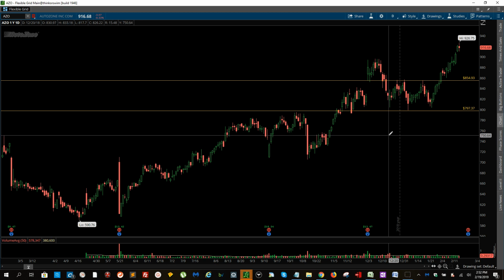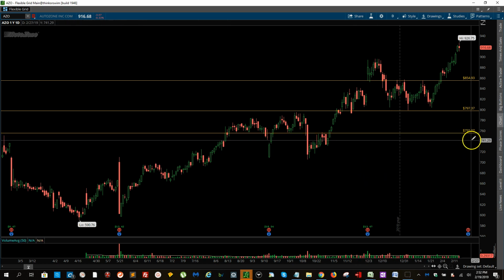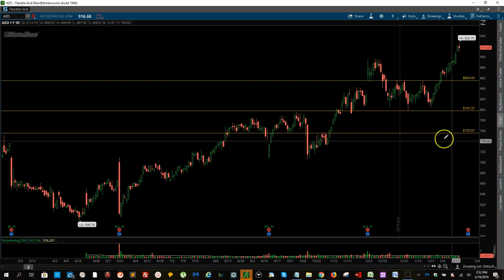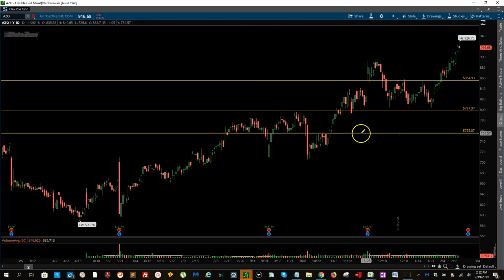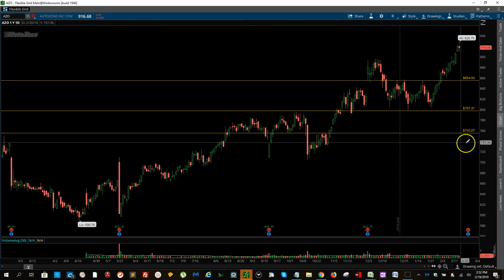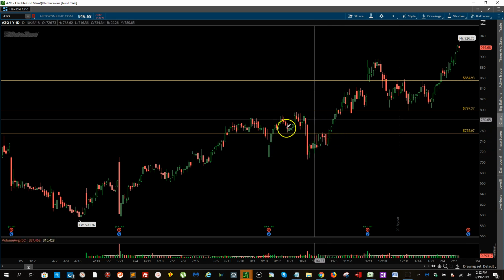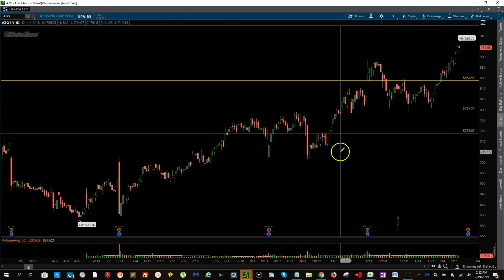Keep in mind, these lines are not absolute. These are areas, okay? I'm going to talk to you about that here in just a second, but it's not like, oh my God, the minute it hits 755.07, it's got to bounce or it's got to break through it. No, this is an area of support and resistance. It's not one number. $755.07 is not a magical number that's going to cause it to bounce or break through. It's an area of interest based on supply and demand.